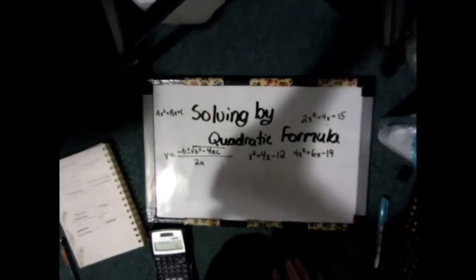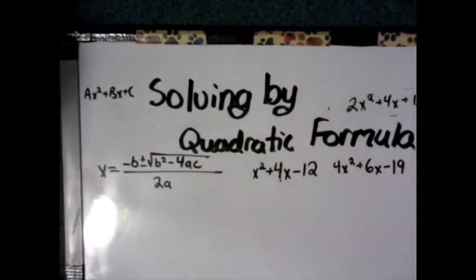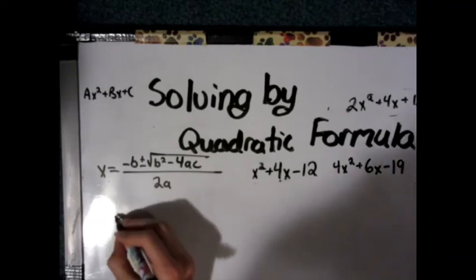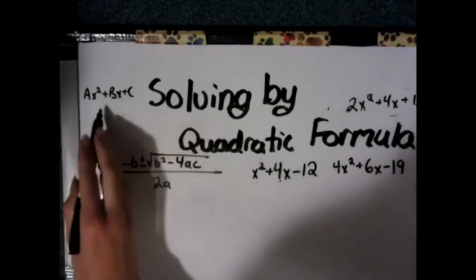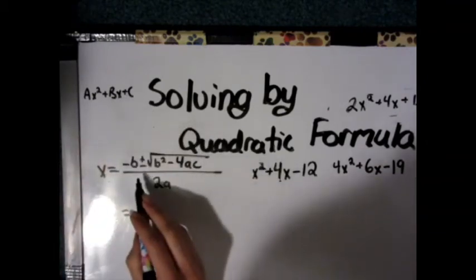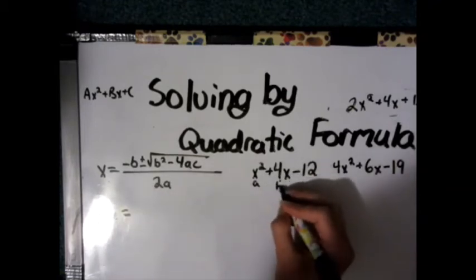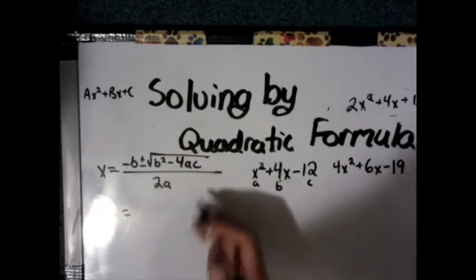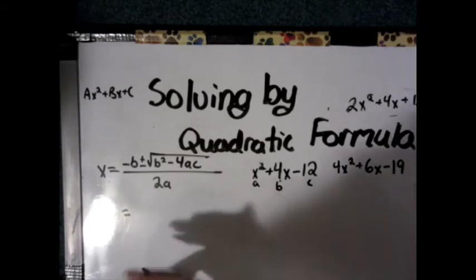Alright, solving by quadratic formula is very easy, so I'm going to try and be fast. All you're doing is making sure that your problem is in standard form, and once you know what that is, have the standard form up here, then you're just going to want to plug in the values into this formula here. And to make it easier, you can label your values. So 4 goes in for B anytime it shows up, and A goes in for A anytime it shows up, and so on.